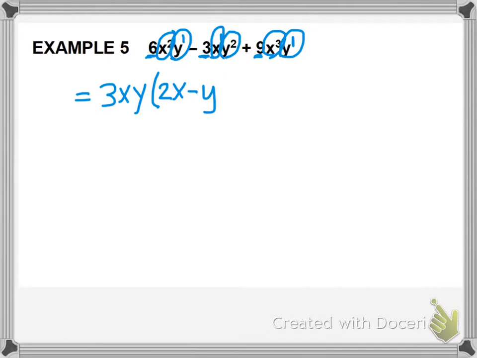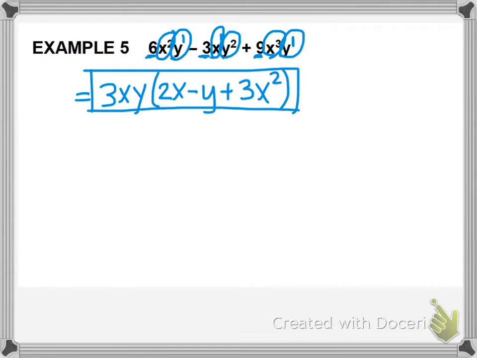Last term, 9 divided by 3 is 3. There's the number part. I took 1x away from the 3x's, so there's 2x's left. And I took the only y away, so there's no y's left. So this is what's left. This is the factored form, or this is what it looks like when I pull out the GCF, or the greatest common factor, of those three terms. Last thing we've got to do is check.